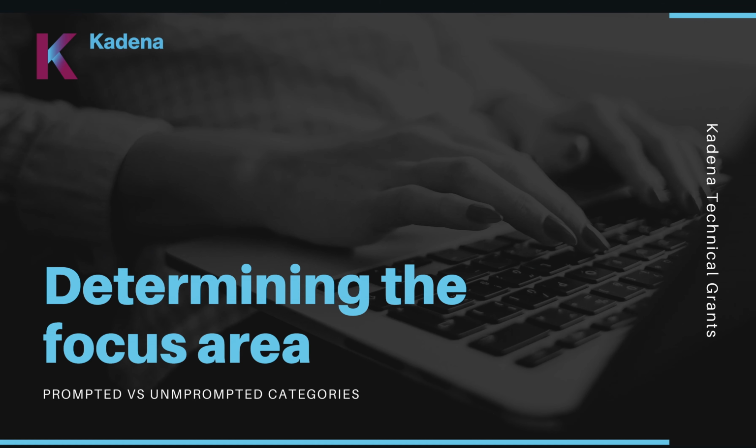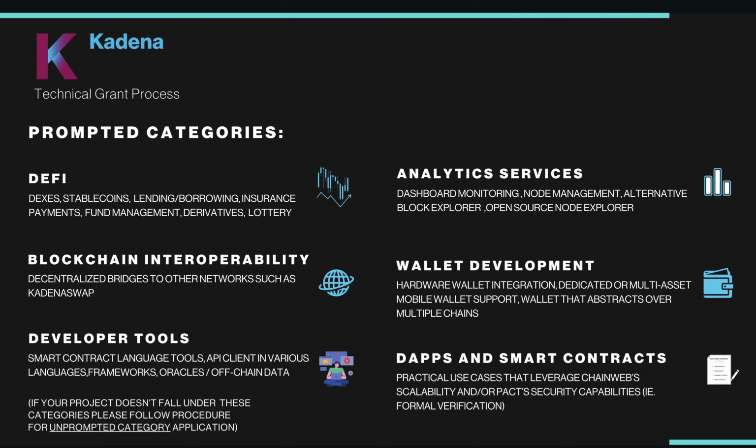The most important part of determining the focus area of the project is understanding prompt versus unprompt categories. These are prompt categories by Kadena: DeFi, blockchain interoperability, developer tools, analytic services, wallet development, dApps, and smart contracts. If your project does not fall within these categories, do not worry. Just follow the procedure for submitting an unprompt category application, which will be shown later on.